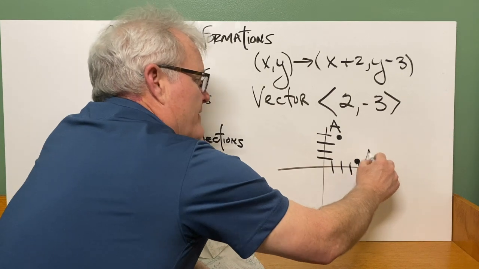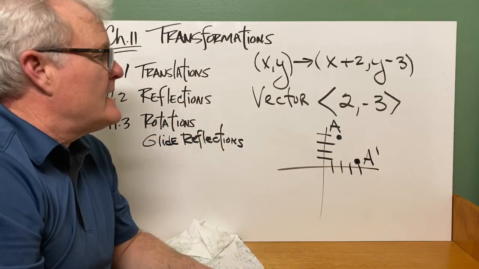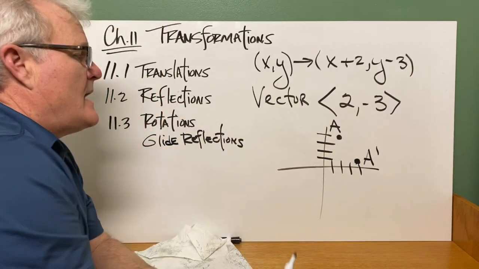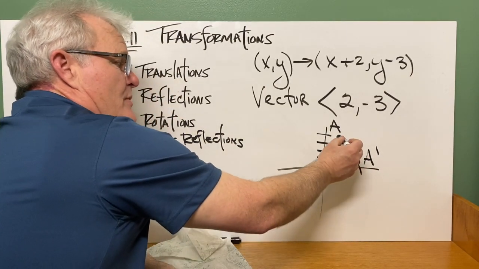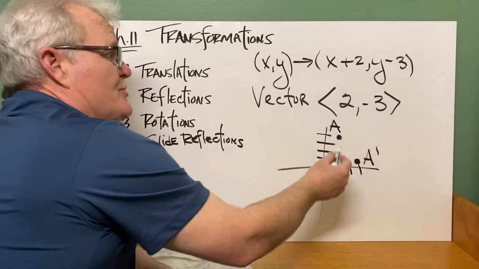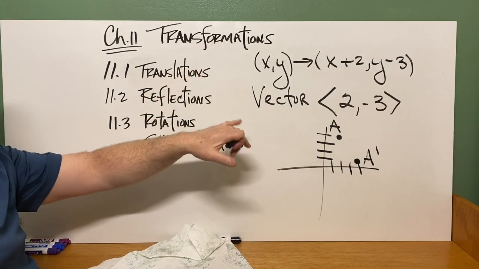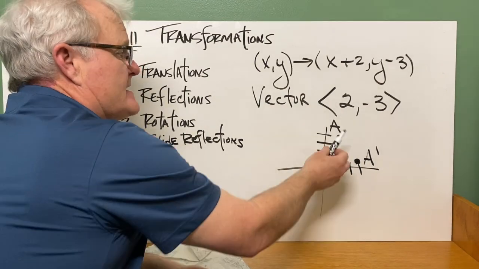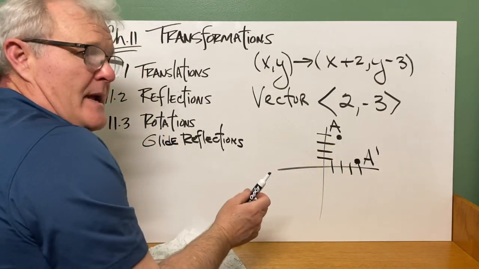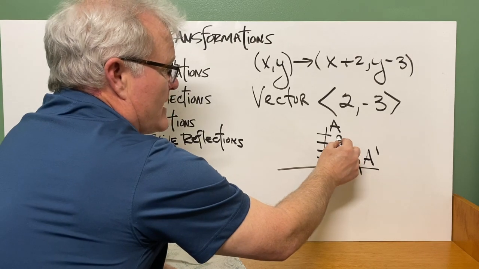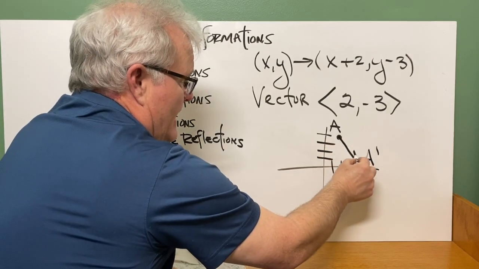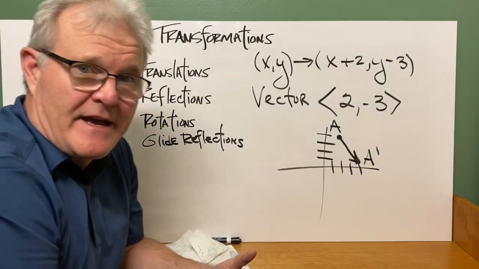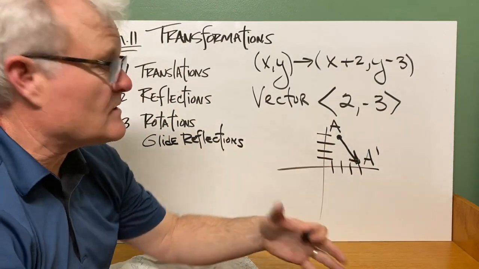That point right there, the image of A, is written as A prime. So the pre-image is A. You do whatever transformation it is, in this case a translation, and you get its image. And we say that A gets mapped to A prime. Now for translations, if you draw in the line with the arrow that goes from the pre-image to the image, you get a vector. A vector is basically a ray.